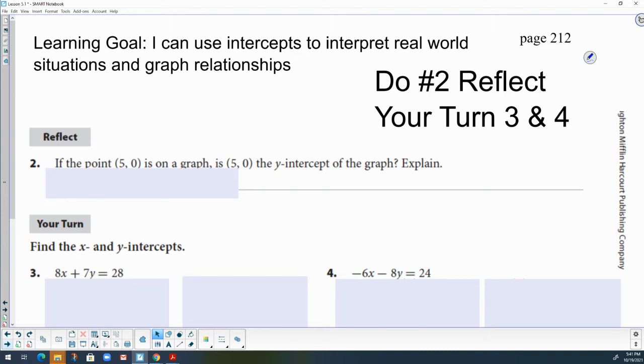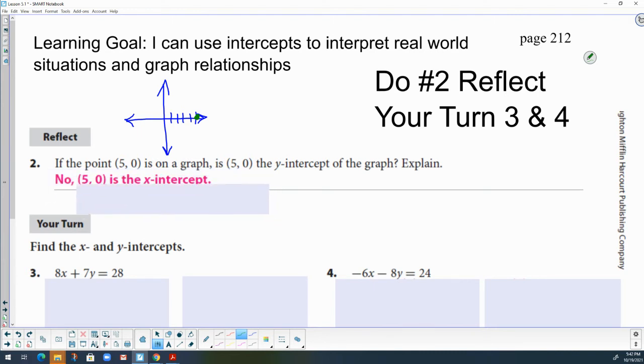Okay, so welcome back. I'm going to go ahead and go through it. If the point 5, 0 is on the graph, it's asking you, is this the y-intercept? So you count 1, 2, 3, 4, 5, and that point is right there. That is not the y-intercept. Therefore, this is the x-intercept that you're given. If you're not for sure, just plot the point. So this is x, this is y.